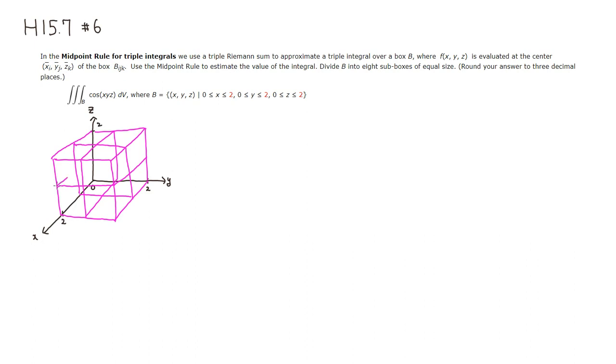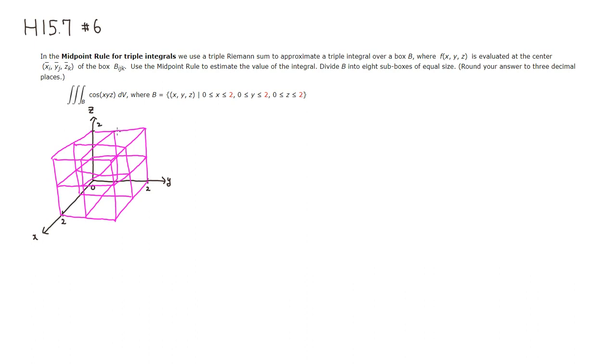I'm going to have to put that in there. I forgot that one. And I'm going to have to put that through there. All right, so you have 8 boxes. What we need to do is find the midpoint of each box, plug it into the integrand, and add them up.